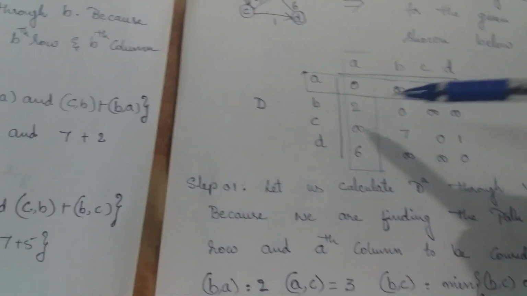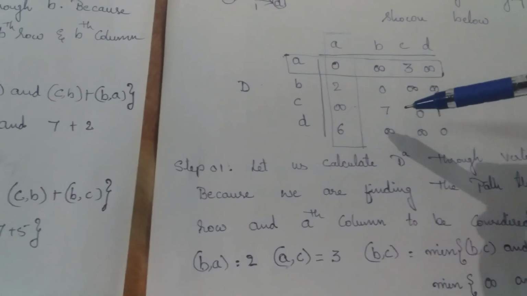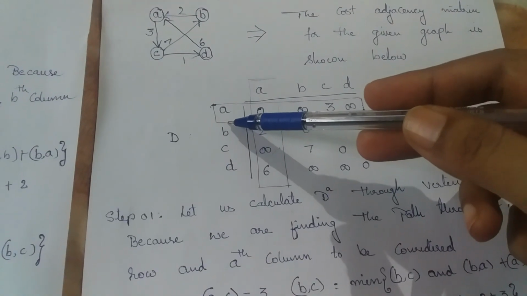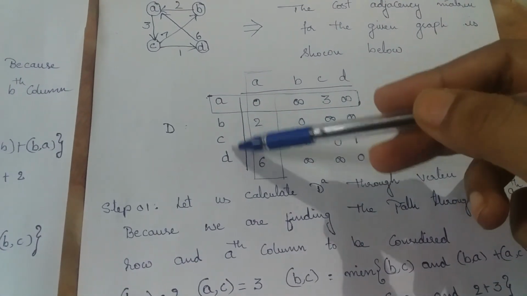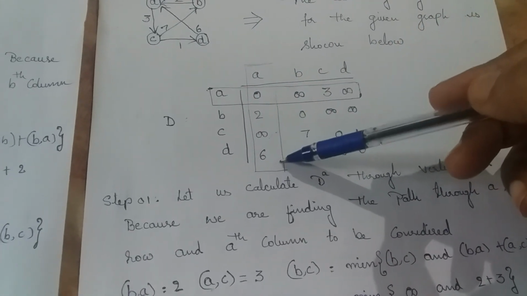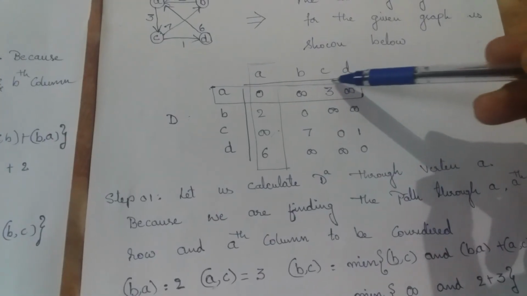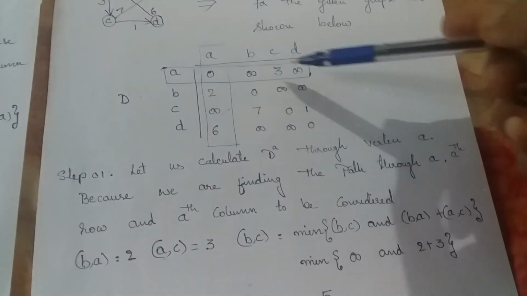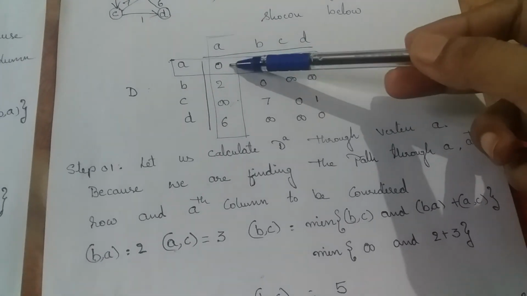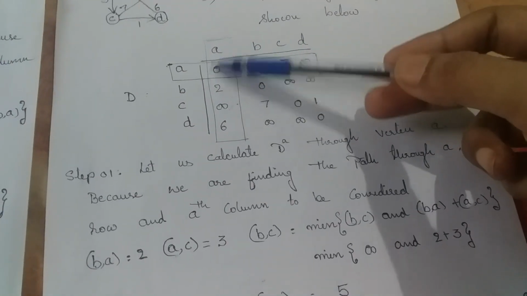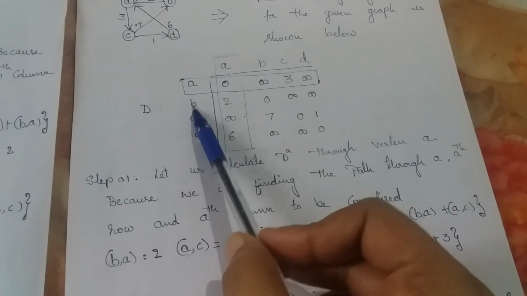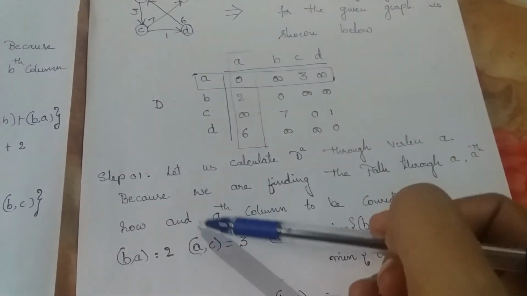Then after writing the cost matrix, I have to find the paths through the vertex A. That is, all the paths which are going through the vertex A. So I am considering the first row and first column of the matrix, that is, to find the paths through A, the first row and first column have to be considered. From B to A there is a path, so I have written 2.